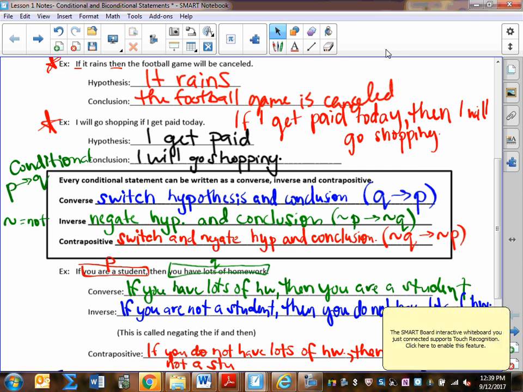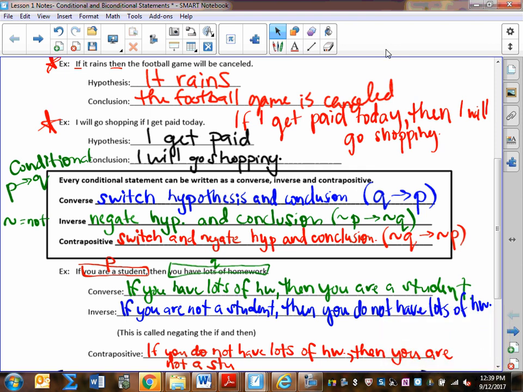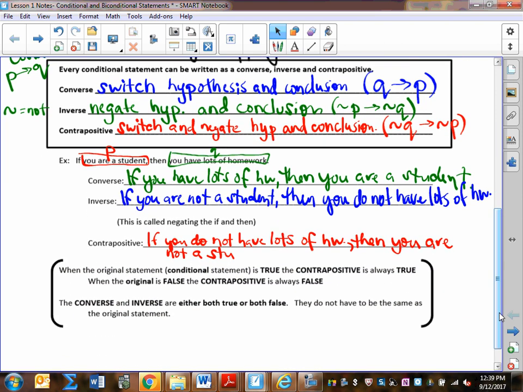If you are not a student, then you do not have lots of homework. If you do not have lots of homework, you are not a student. All right, let's go over these together. Converse, go ahead and tell me what you got. If you have lots of homework, you're a student. Good. If you have lots of homework, then you are a student. Inverse. Did we get if you are not a student, then you do not have lots of homework? And contrapositive. If you do not have lots of homework, then you are not a student.